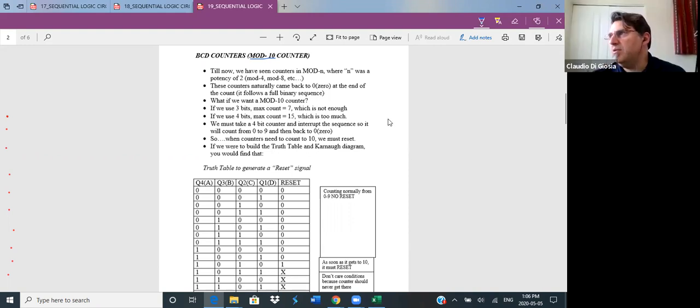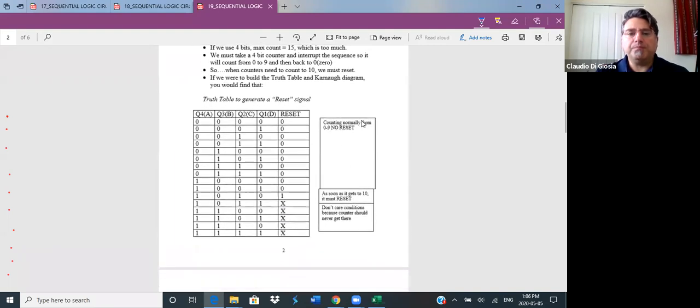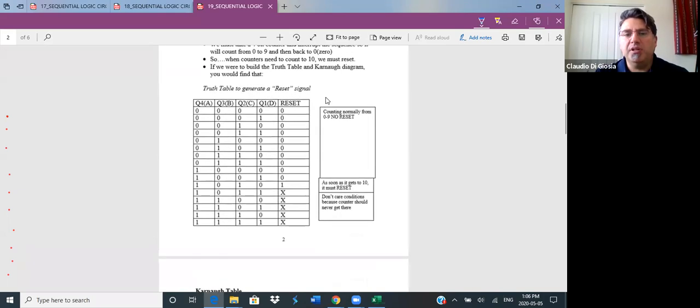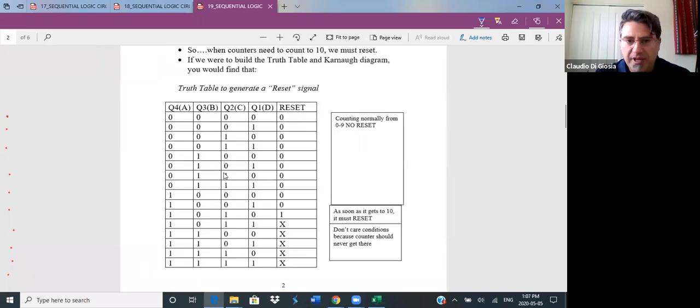Basically, we're going to use the clears of the JK flip-flops. But there's circuitry involved using gates, okay? So it says here, till now we have seen counters in mod n, where n was a power of 2. So basically we saw mod 4, we saw mod 8. We didn't see a mod 16, but you can see where a mod 16 would reset itself as well, okay? So in this example, where we're going to build a mod 10, what we have to do is have a truth table.